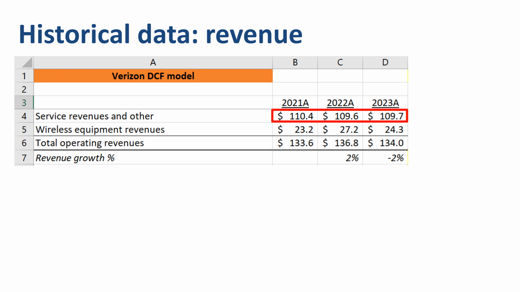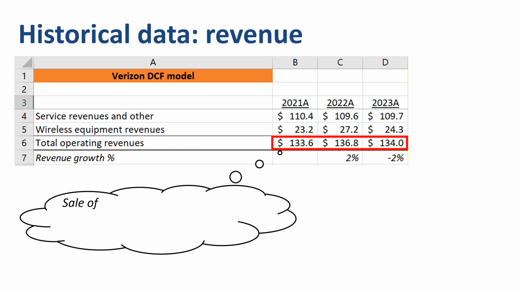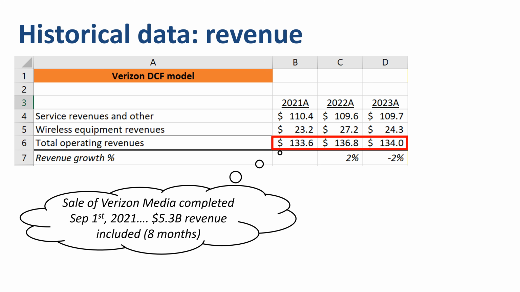But are we really comparing apples to apples? If you dive into the 10K annual report, item 7, management discussion and analysis of financial condition and results of operations, section acquisitions and divestitures, you will find some significant changes. First of all, the sale of Verizon Media was completed on September 1st, 2021. The 2021 results include $5.3 billion revenue for the 8 months that this segment was still part of the company, but that revenue obviously does not recur in subsequent years.